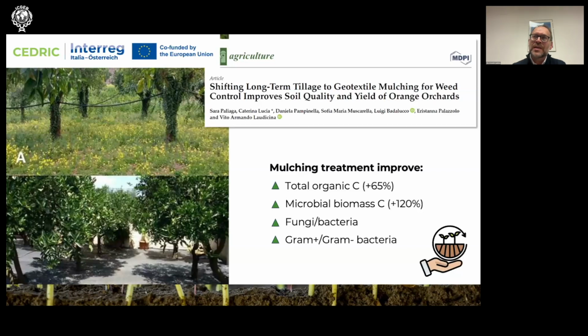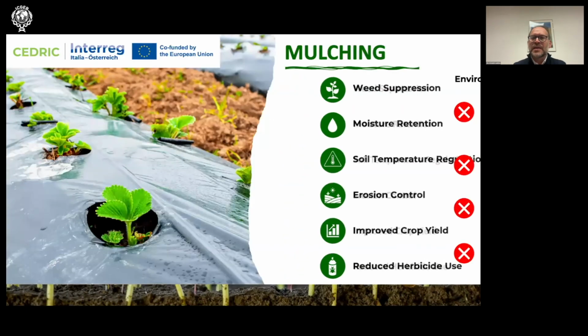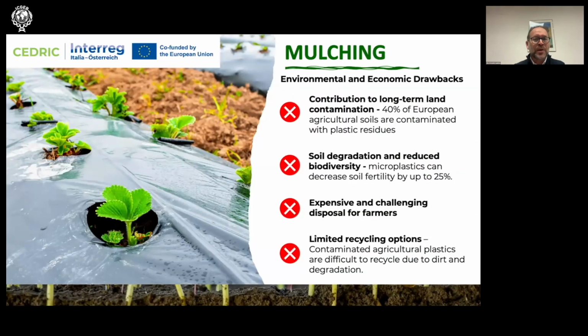So this agrotechnique has very different advantages, but it also has some environmental and economic drawbacks. For example, there is a lot of soil that is contaminated by plastics. About 40% of European agricultural soil is contaminated, and then we can find these plastics also in other compartments. Plastics also contribute to soil degradation and reduce biodiversity. There are some studies that found a fertility decrease of about 20%.